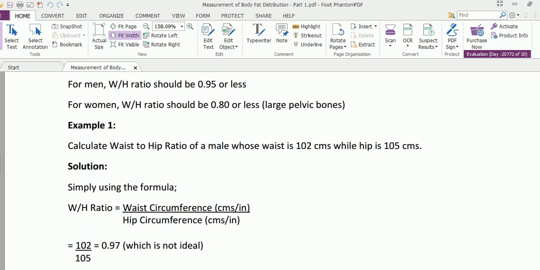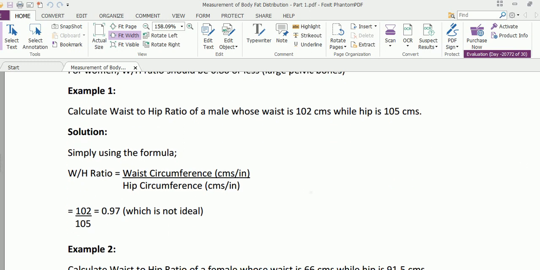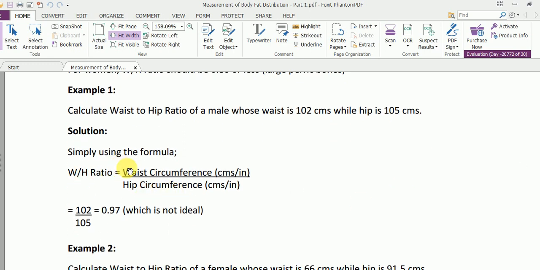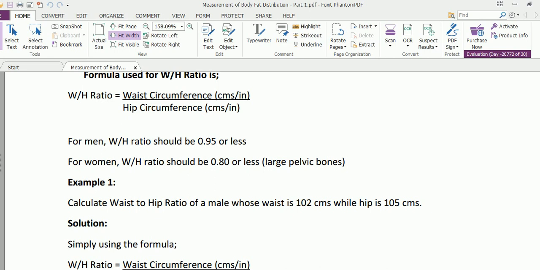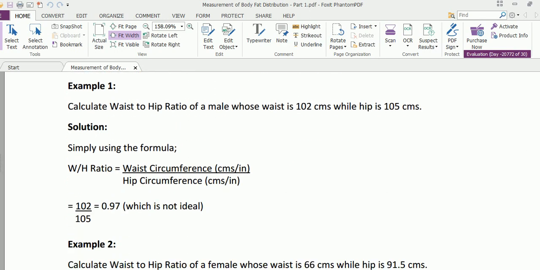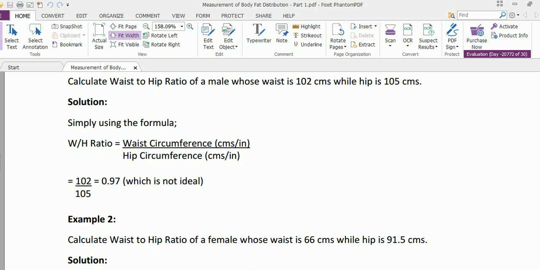So let me elaborate the calculation further with the help of a couple of examples. In the first example you are required to calculate the waist to hip ratio of a male whose waist is 102 centimeters while hip is 105 centimeters. In the solution we can simply use the formula. All we have to do is divide 102 by 105, which gives us 0.97. As we can see, for men the waist to hip ratio should be 0.95 or less, so the waist to hip ratio for this individual has come out to be 0.97, and this is not very ideal.